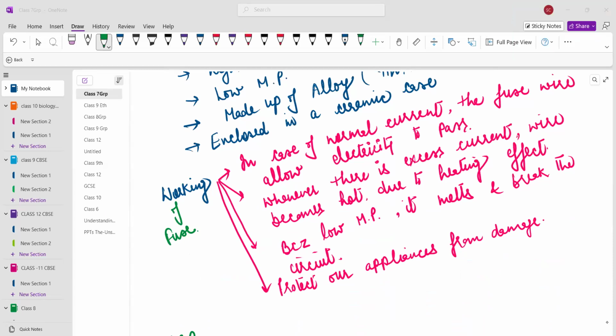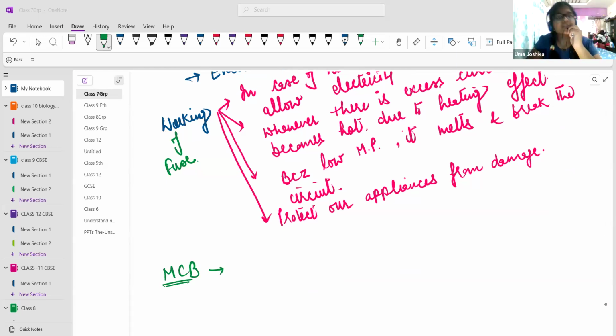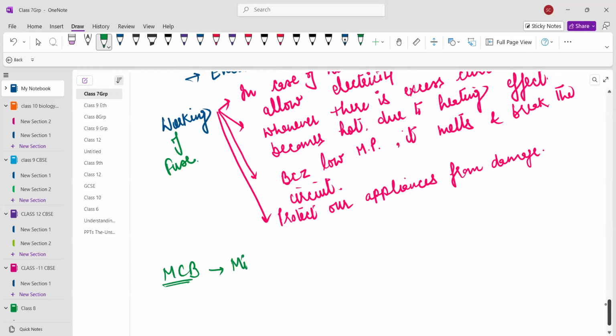Okay, so now listen. Fuse was used in earlier days, but now we have switched to MCB. In our homes, generally we have MCB. Could anyone tell me the full form of MCB? Ma'am, miniature circuit breaker. Yes, very good. It is miniature circuit breaker.